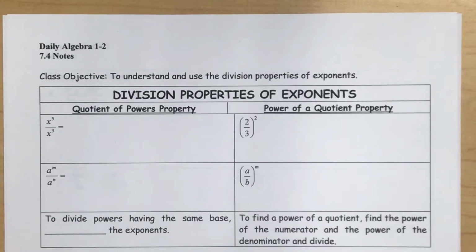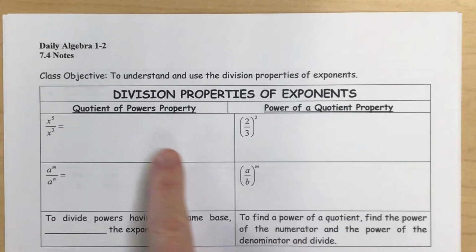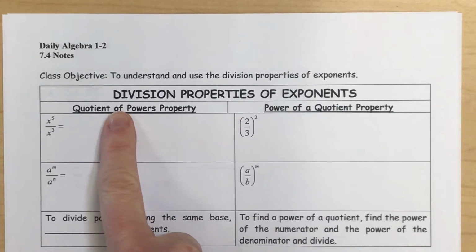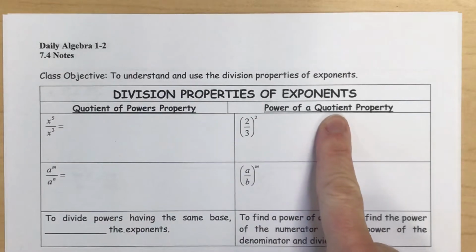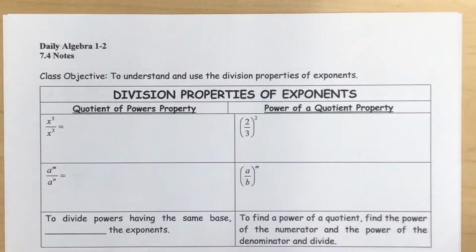In this video, I'm going to show you two properties for exponents when you have fractions. I want to talk about the quotient of powers property and then power of a quotient, meaning a fraction taken to a power itself. With these two rules, I just want to explain them at first.